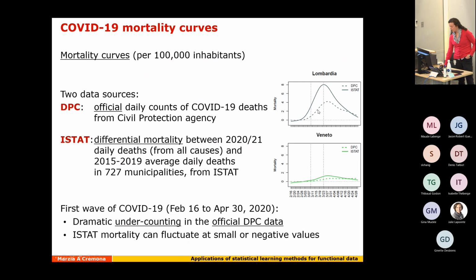But we also have a problem using these differential mortality data. The problem is that these data can fluctuate to negative values. We can see, for example, here at the beginning of February that the differential mortality was actually negative, and that's because in the winter of 2019-2020 we didn't have a lot of influenza, so we had fewer deaths than the year before.